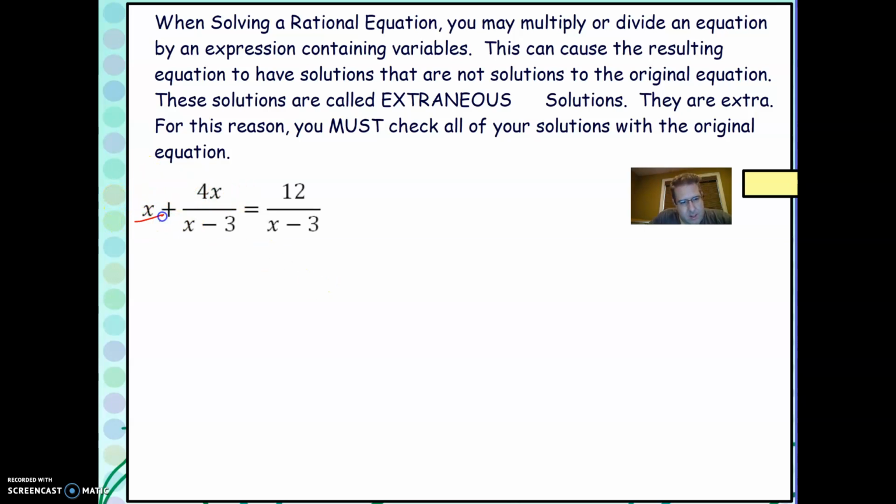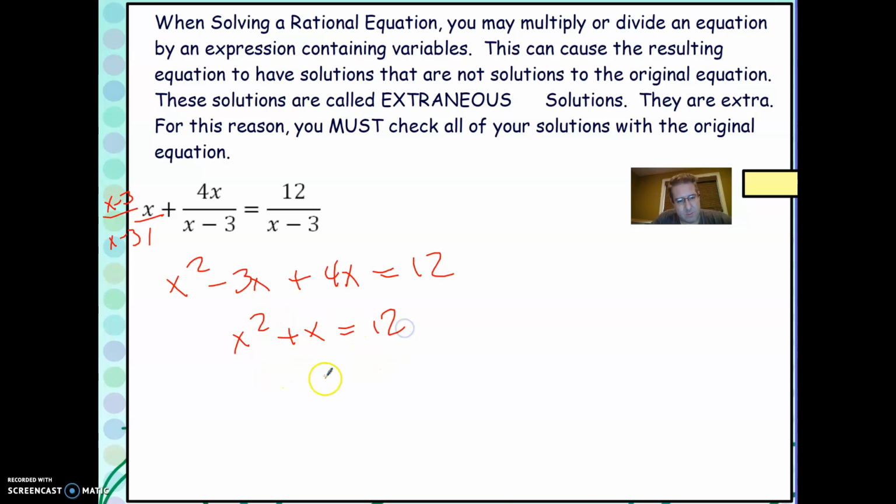All right, so with that said, this is really over 1. So in this case, we're trying to make them all have the exact same denominators. So I'm going to multiply this by x minus 3. So that gives me all of the exact same denominators, which means the numerators are all the same as well. So we have x squared minus 3x plus 4x equals 12. Then we can combine like terms. We have x squared plus x equals 12. Subtract 12 from both sides.